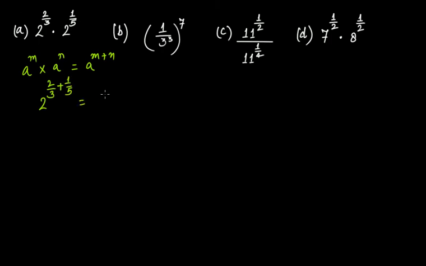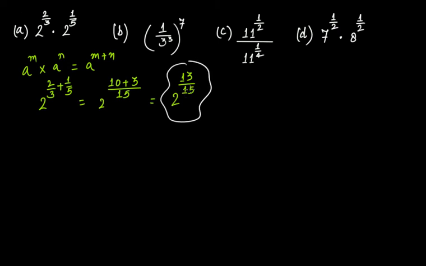Now if you take the LCM of 3 and 5, you get 15. And this is 3 times 5, and then 10 plus 5 times 3, and you get 2 raised to the power of 13 by 15. Okay, just leave it here because you cannot take the 15th root of 2 and all, so this will be your answer.